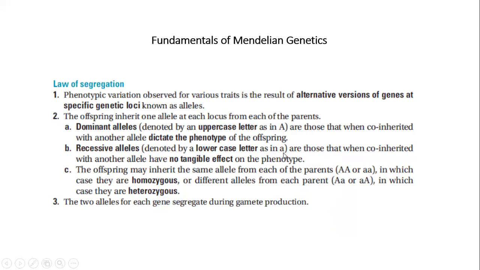The offspring may inherit the same allele from each of the parents, both uppercase like here or both lowercase like this one. In this case, they are called homozygous. When they get different alleles from each parent, for example this combination or this one, they are called heterozygous. The two alleles for each gene segregate during gamete production. This is the law of segregation.